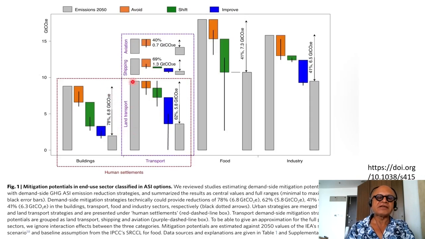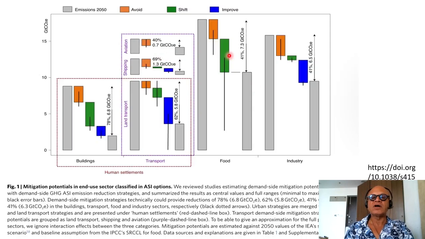And similarly in land transport, shipping and aviation, there are 40%, 69% and 62% respectively. Whereas these numbers are larger, the total emission is smaller. So this contribution here is 5.8 gigaton CO2 equivalent in land transport, 1.3 gigaton CO2 equivalent here in shipping, and 0.7 gigaton CO2 equivalent in aviation.